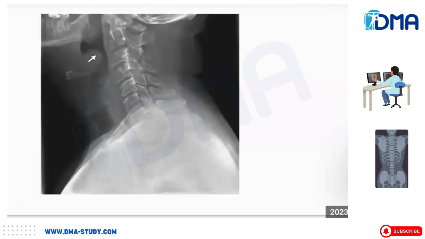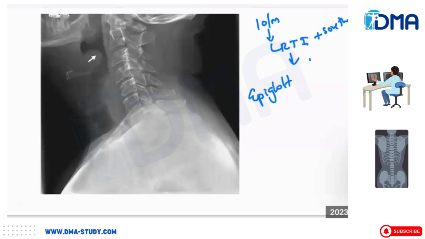Next, what is this sign? A 10-year-old boy presenting with a lower respiratory tract infection along with a sore throat. What is it? It is epiglottitis. Epiglottitis has this thumb printing sign. It looks like someone has kept the thumb here, right? So it is a thumb printing sign.